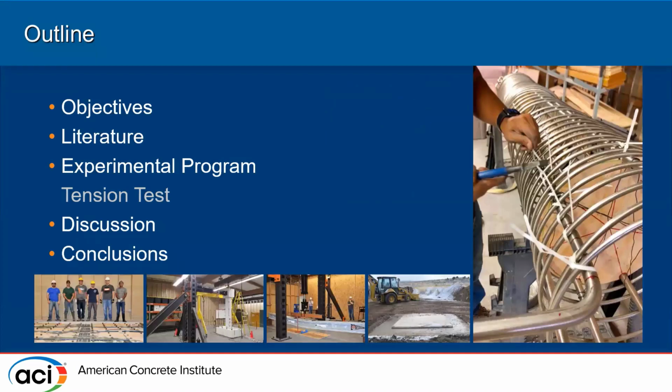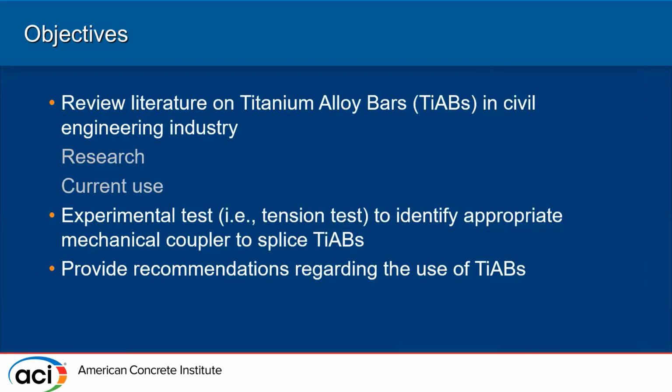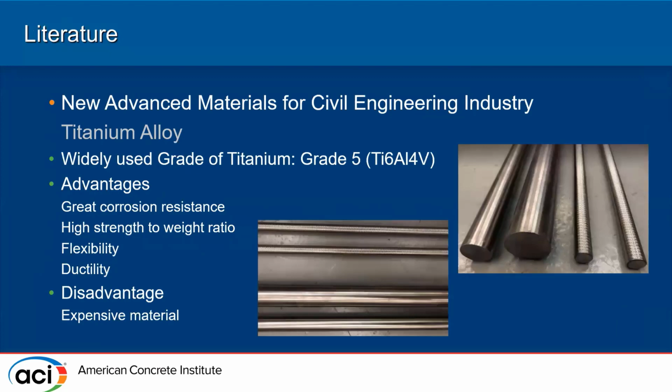Today I'll be talking about some of the objectives, and I'll also be presenting some of the literature that is out there, and then present the experimental program, which is basically the tension test that was carried out at Idaho State, and also provide some of the discussions and conclusions. Like I already mentioned, I'll review some of the literature available on titanium alloy bars, both the research and current use side of it, and provide the experimental results.